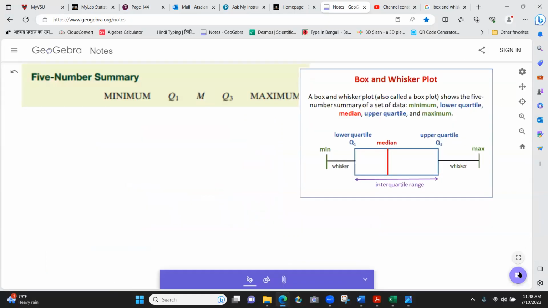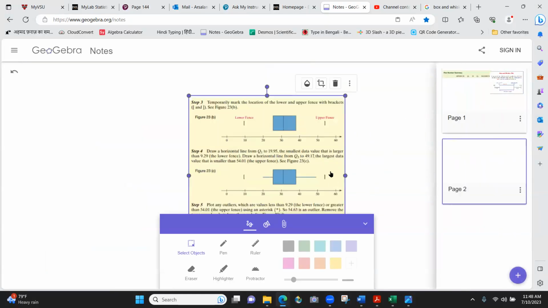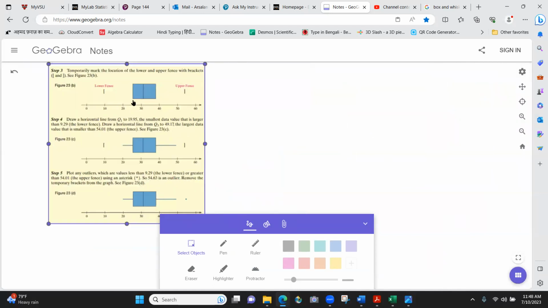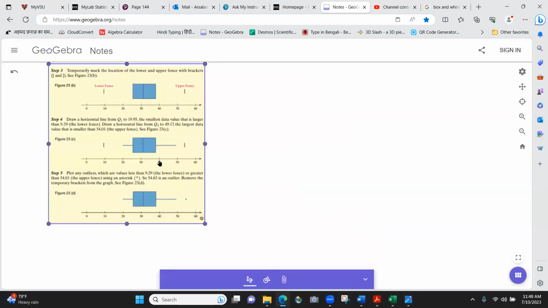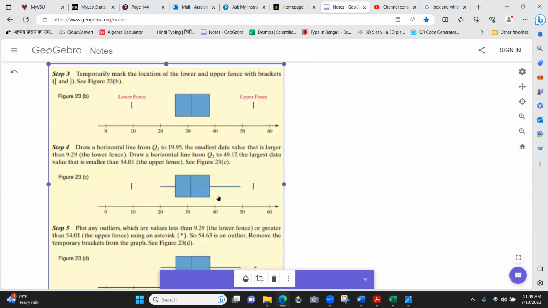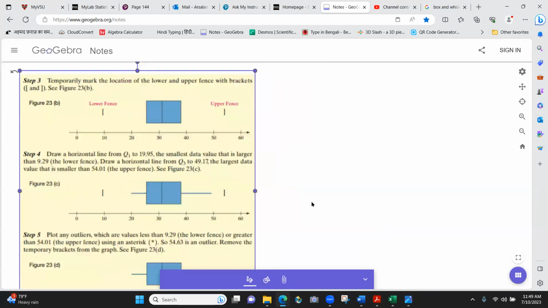So this is a slide from your book. It's a good slide, and it's in your books. I'm not gonna walk you through. They are marking the lower fence and upper fence. They're kind of helping you see how things are. In the final one, they erased it. There is no lower fence, upper fence. You can leave it there. So this is an outlier. They're kind of trying to tell you, okay, this point is an outlier. Nothing serious. This is a relatively easy section.